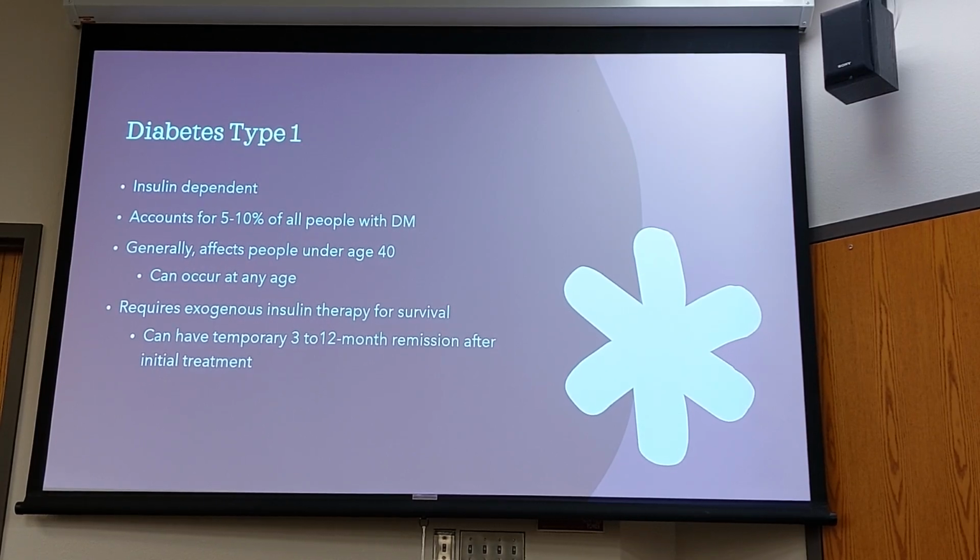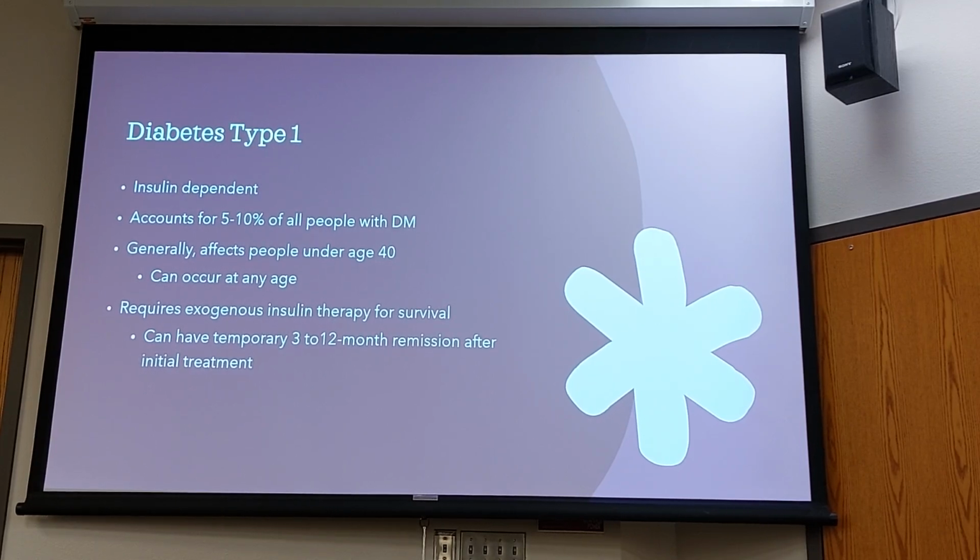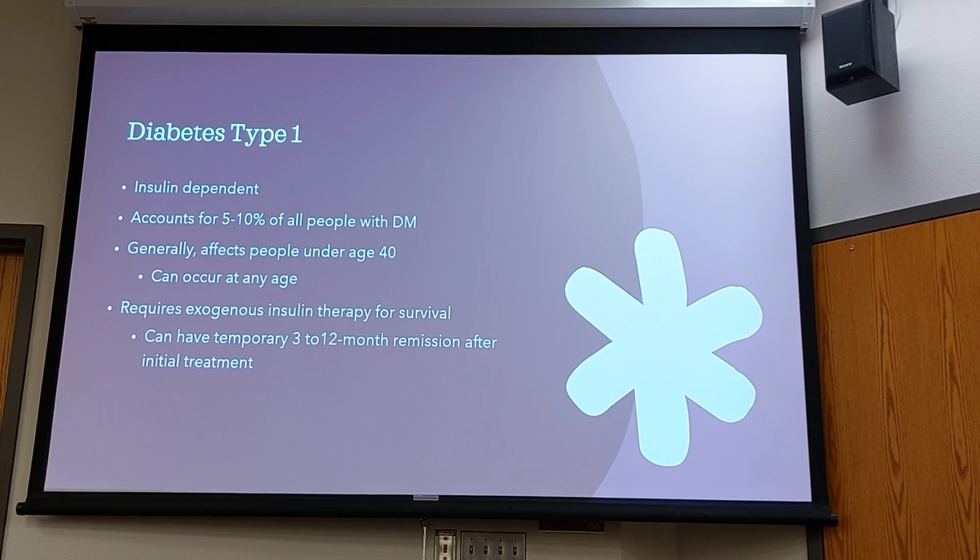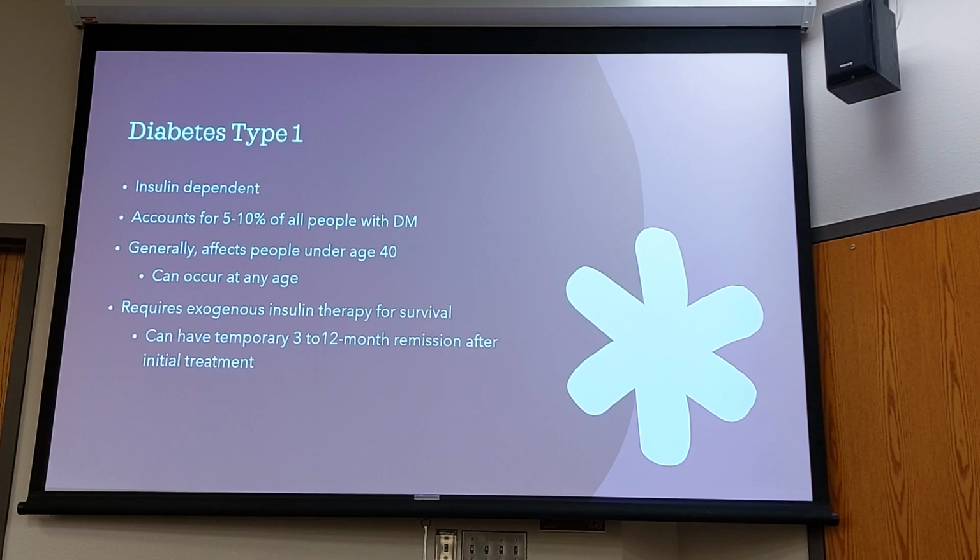It generally affects people under age 40, but my brother-in-law got it in his mid-40s. We'll talk about how this can happen, but for him, we think it was pancreatitis. He had a viral infection that damaged the beta cells in the pancreas and threw him into type 1. So it can happen at any age. It requires exogenous insulin, meaning insulin that's not coming from your body. Your body produces insulin, but we need outside sources. And they need it for survival.